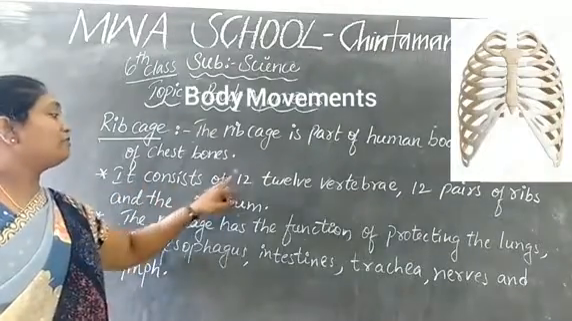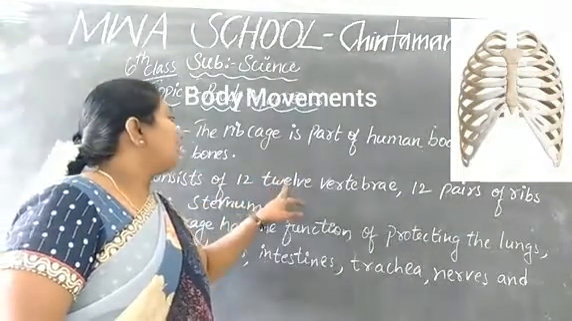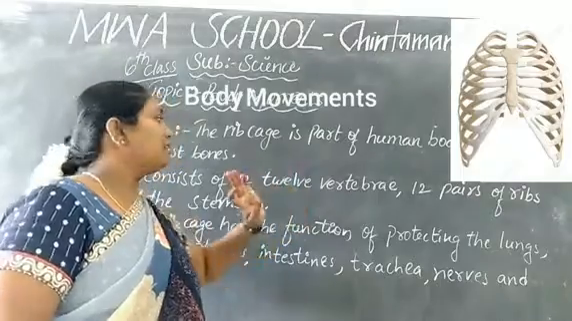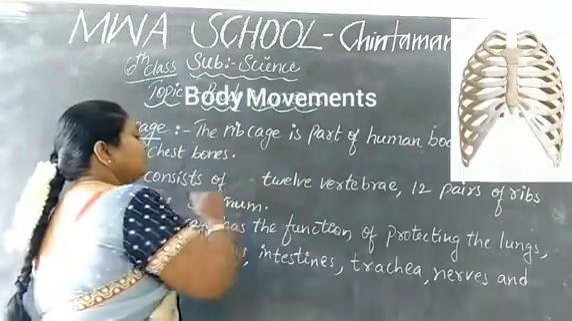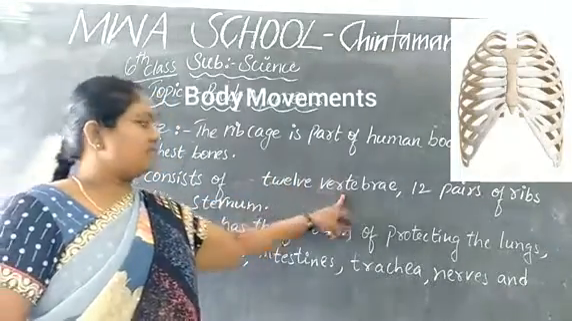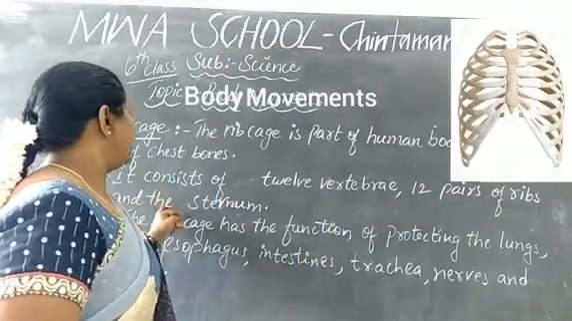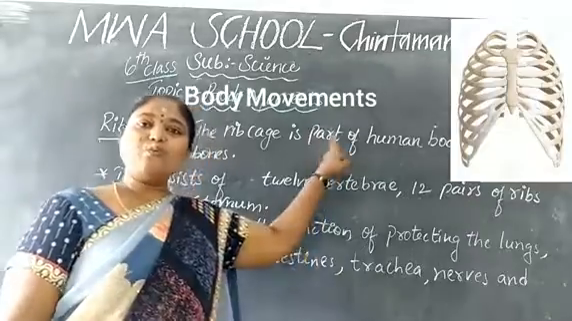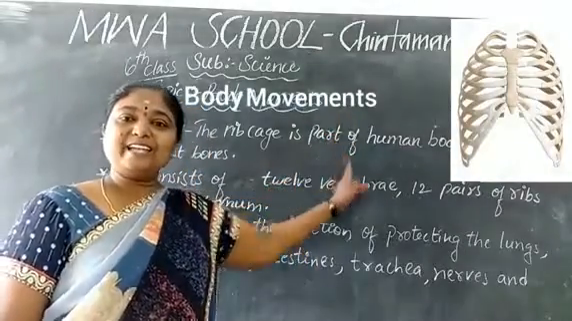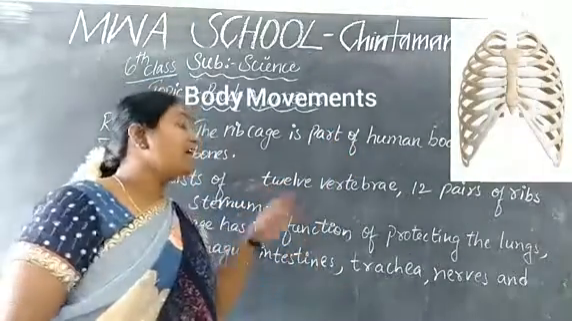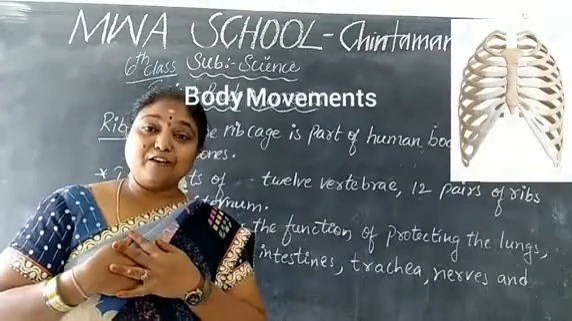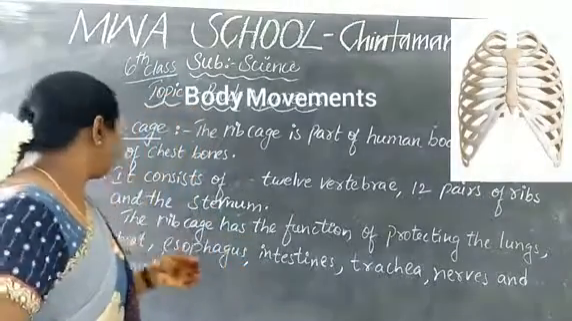It consists of 12 vertebrae. So I have written 12 there. So 12 vertebrae, 12 pairs of ribs, and the sternum. You can count, children. How many are there? You can count it. We have 12 pairs of ribs in our rib cage.